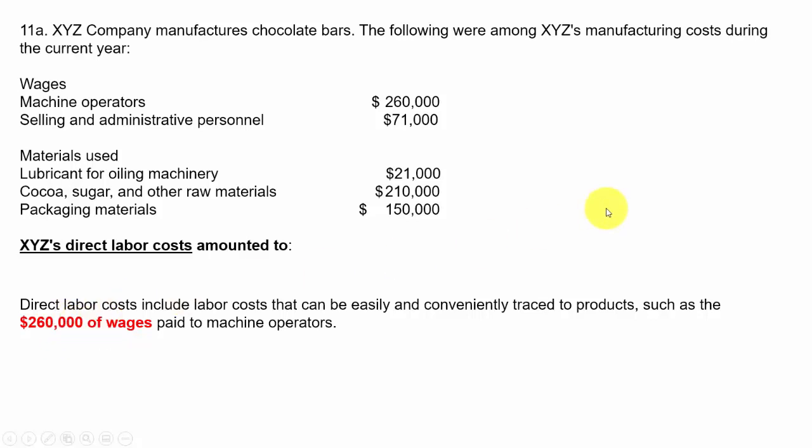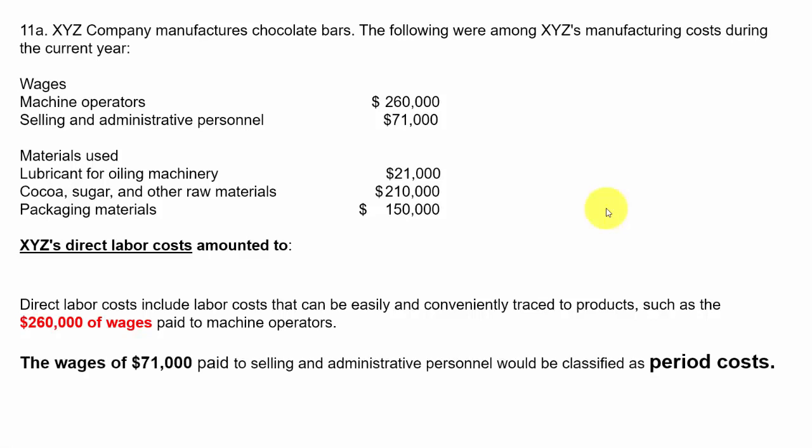Now let's take a look at our last question here. Oh, before we get to that one though. The wages of $71,000, selling and administrative personnel, that would be classified as a period cost. You know, there are product costs, which go in the cost of goods sold, and there are period costs. A period cost is something that goes below the cost of goods sold section as a regular operating expense. So they're considered period costs.